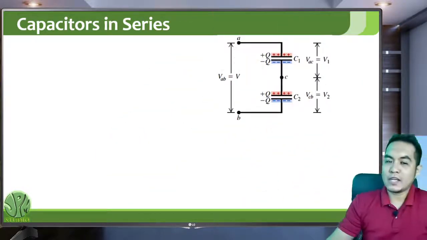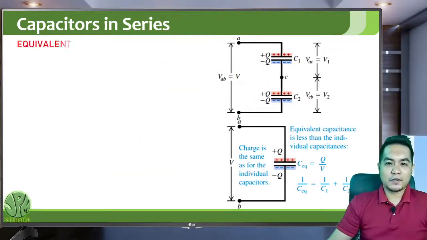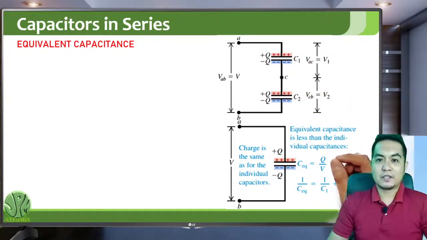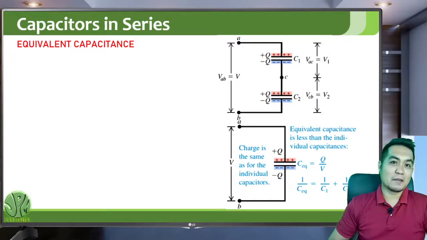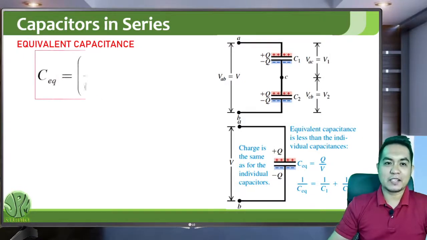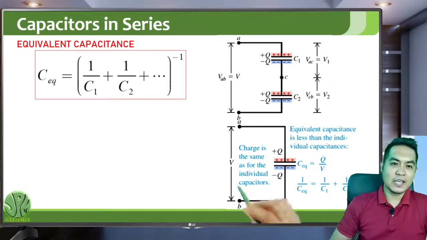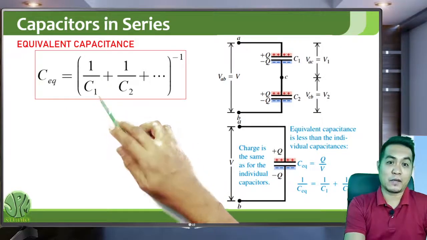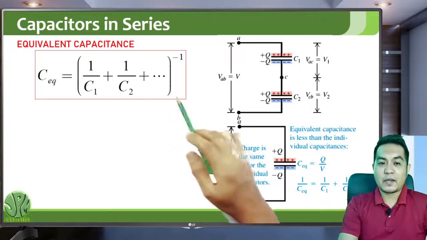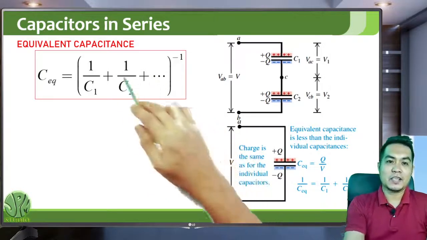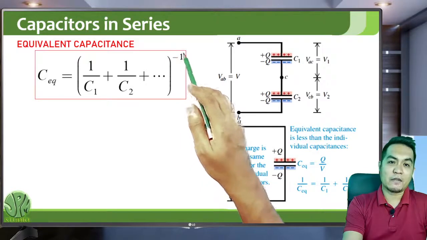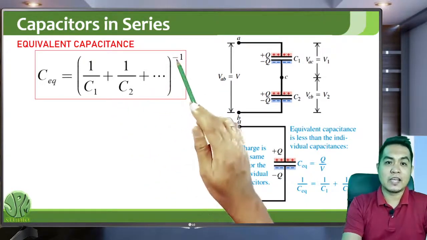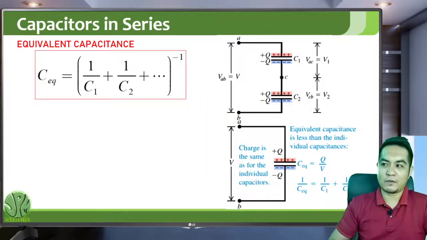Okay. If you have a series connection, you can combine these two capacitors into an equivalent capacitor. The equivalent capacitance for a series connection is given by this equation: 1 over C1, the capacitance of capacitor 1, plus 1 over C2, plus more terms depending on how many capacitors are in series, and then you take the inverse, raised to the power of negative 1. So you sum all of their inverses, and then you raise the sum to the power of negative 1.